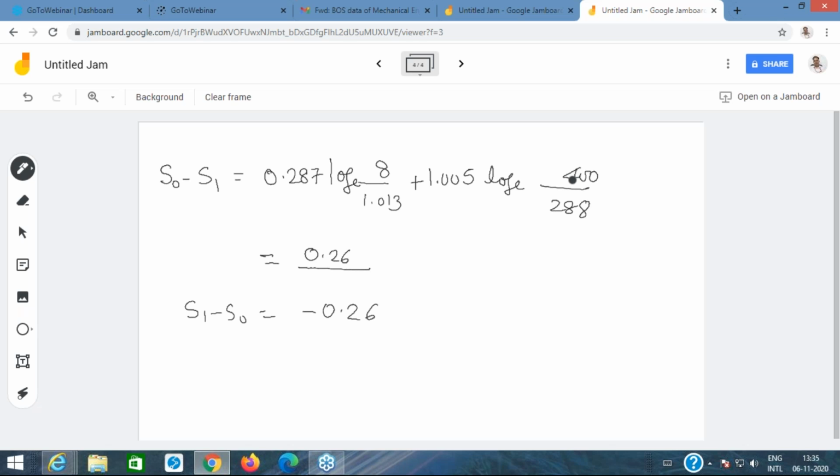See, it is T2 by T1, no? So T2 is 400 by 288. Jay, you should not take it as 288 by 400. It is T2 by T1, no? T2 by T0. Final is T2. So it is 400 by 288, right.